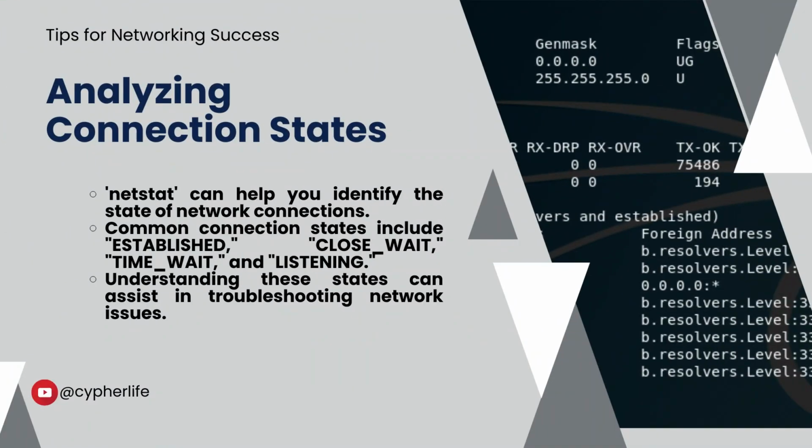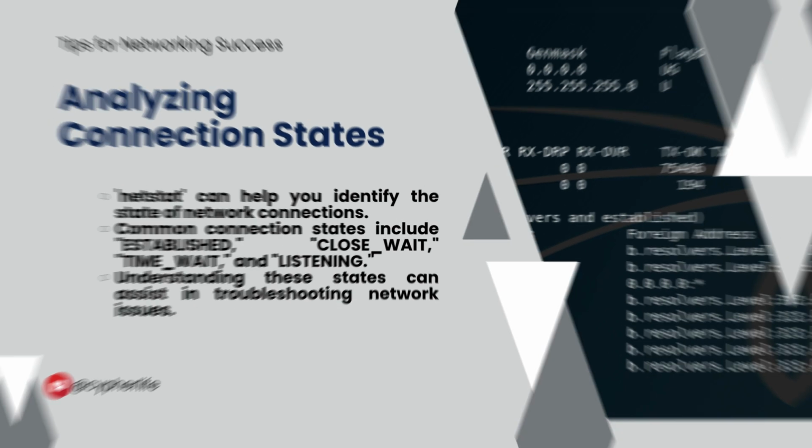Analyzing connection states using the netstat command. Netstat can help you identify the state of network connections. Common connection states include: ESTABLISHED, which represents an active connection with data flowing between the local and remote host. CLOSE_WAIT indicates that the remote host has closed the connection, but the local host is still waiting for the application to acknowledge the closure. TIME_WAIT occurs after a connection has been closed to ensure that any delayed packets related to that connection are properly handled. LISTENING represents a service or application that is actively waiting for incoming connections. Understanding these connection states can assist in troubleshooting network issues and identifying abnormal behavior.